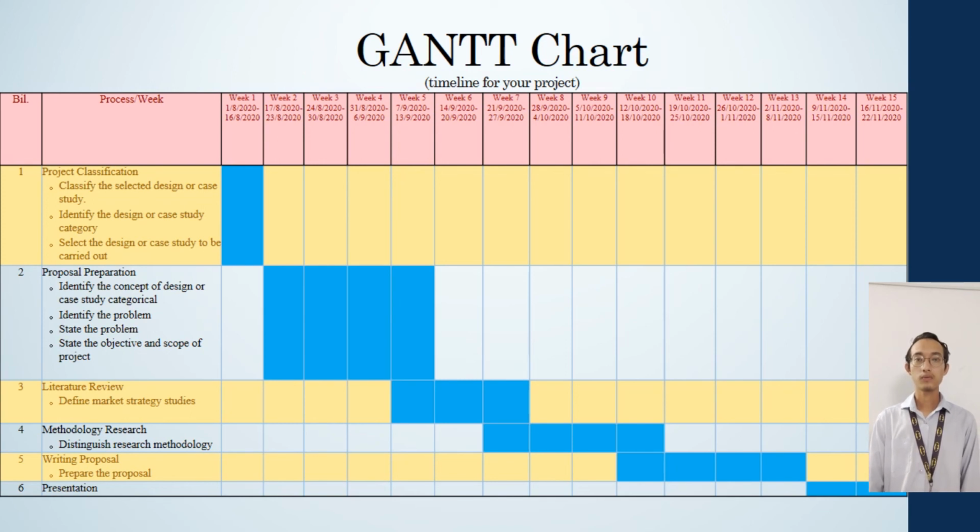And the next one is writing our proposal. It took 4 weeks, from week 10 until week 13. And the last one is our presentation. It took 2 weeks, from week 14 until week 15.